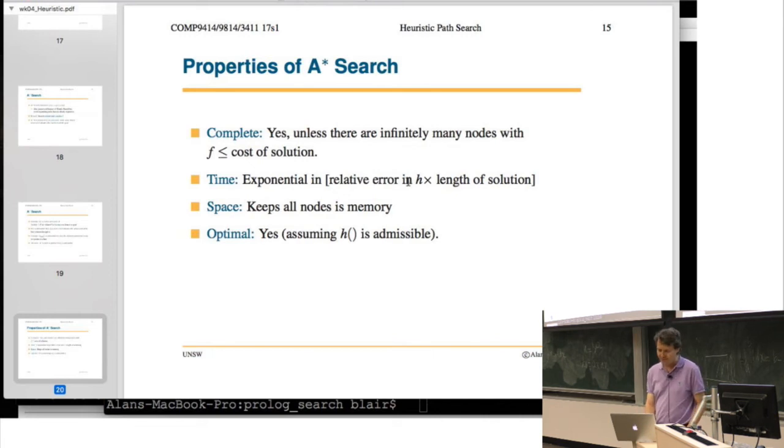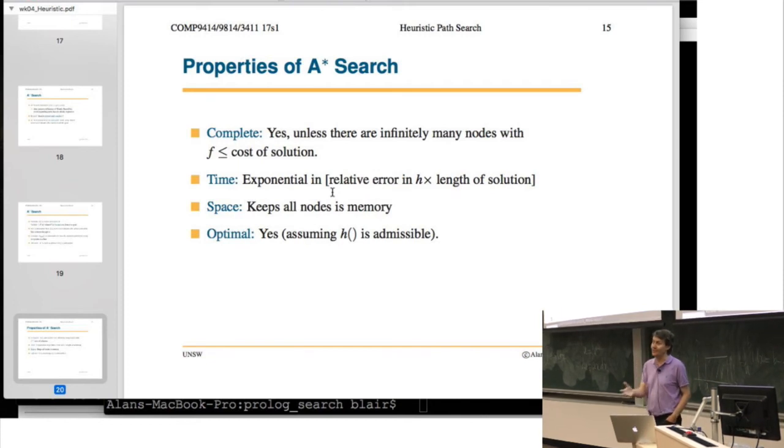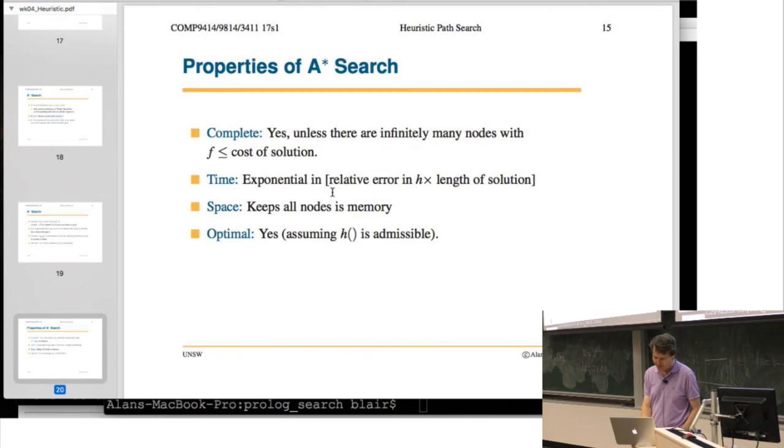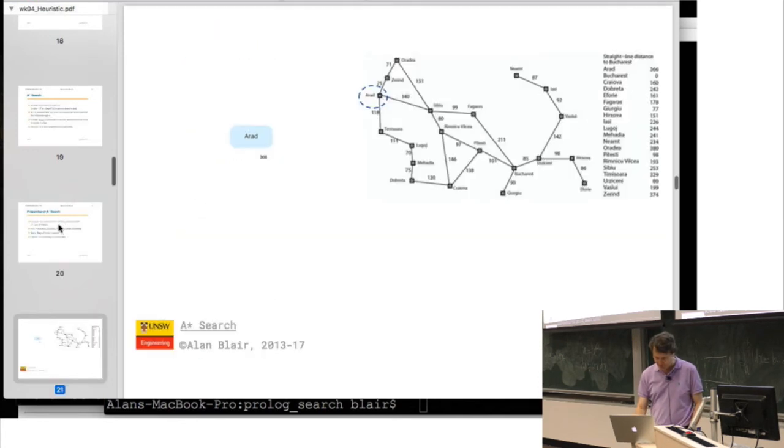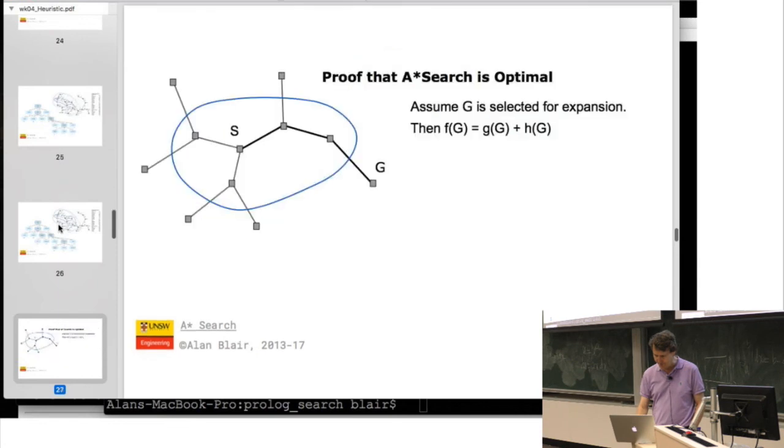So in most cases, A-star search uses a lot less memory than breadth first search, but there are some cases where we still run out of memory and we need to do a slight modification, iterative deepening A-star search. And is it optimal? It is guaranteed to find the shortest solution. So what I'm going to show you now is a proof. I'm going to prove to you that it's guaranteed to find the shortest solution, and then after that we'll take a bit of a break and then we'll talk about how to find heuristics.